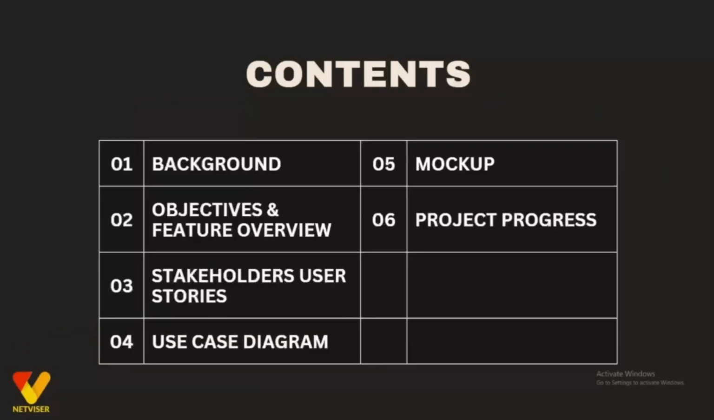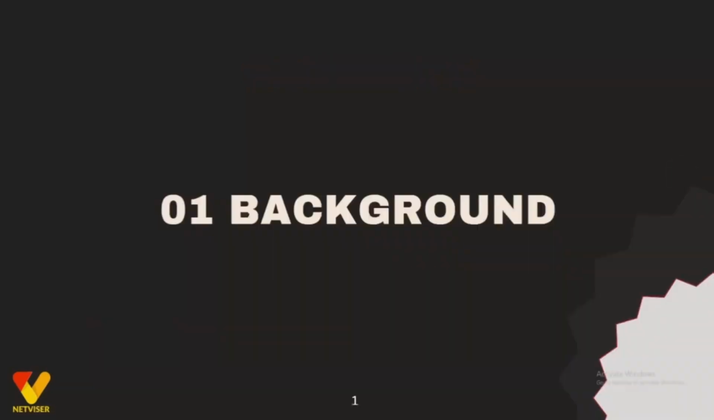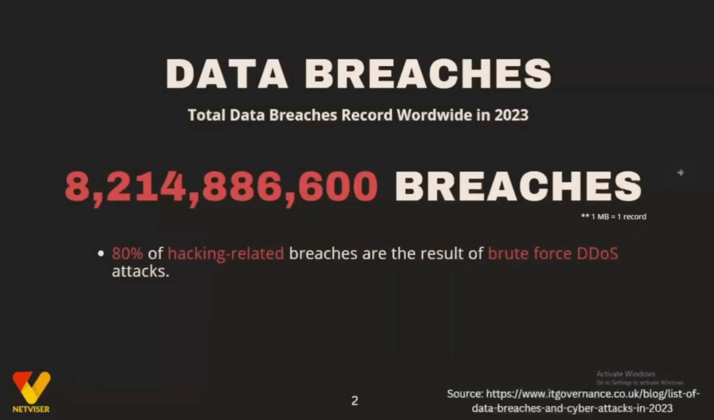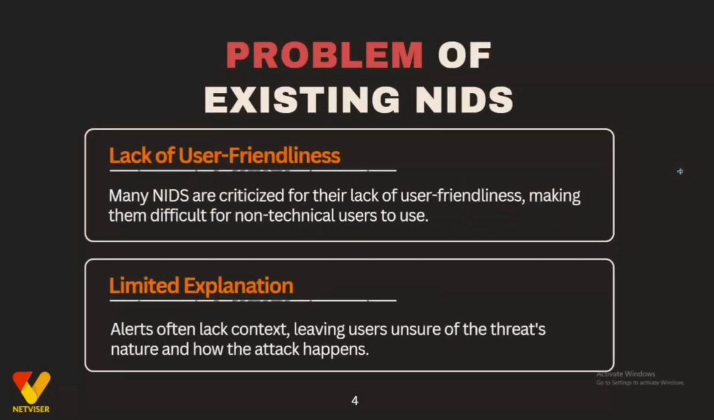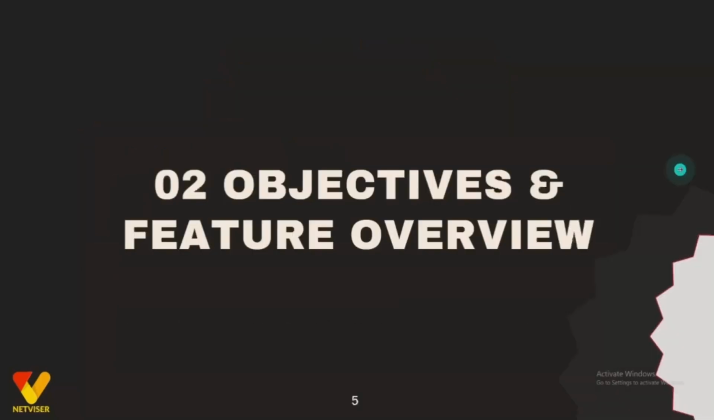Here's our content today. First, we come to our backgrounds. In 2023, there were over 8 billion breaches. 80% are hacking related and the result of brute force and DDoS attacks. We think that most of these incidents can be solved or prevented by having an NIDS and understanding the attacks. But the problem of existing NIDS right now is the lack of user-friendliness and limited explanations.